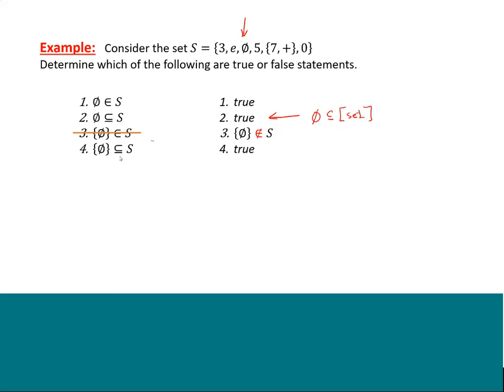What would be the giveaway? How would you be able to tell that that is a true statement? How would we know that curly brace, empty set, closed curly brace really is a subset of S?